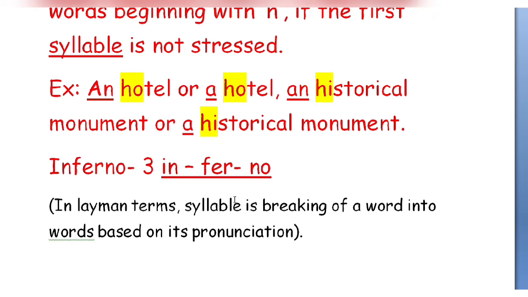That is, one word is broken into several words based on its pronunciation. For example, here hotel is a two-syllable word because you can further break it as ho-tel into two syllables. Ho is the first syllable, tel is the next syllable. Now an example I've taken, inferno. It's a three-syllable word because you can break down inferno as in, for, no. That is, one word is broken into three words based on its pronunciation.